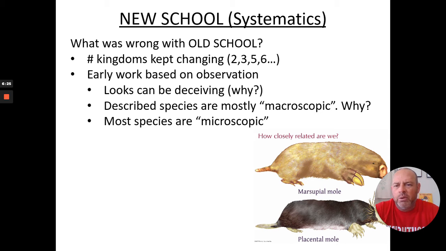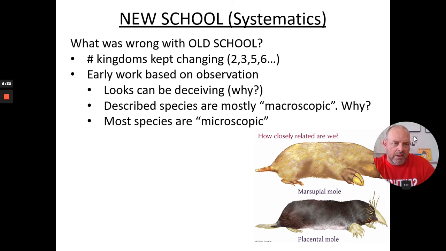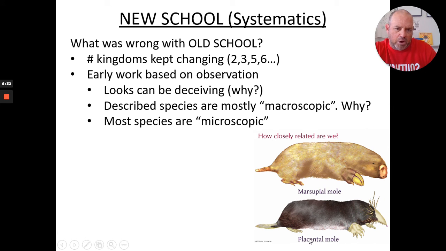So early work was based on observation, and looks can be super deceiving, as you can tell down here with our marsupial mole and our placental mole. They look pretty much both like moles, but one being a marsupial and one being a placental mammal, they actually operate a little bit differently. Most species that get described are macroscopic. They're big. A lot of species are actually microscopic, really tiny. So it's easier to describe the big ones. It's easier to see the structures. It's easier to find them. So macroscopic species are described a lot more than microscopic ones.